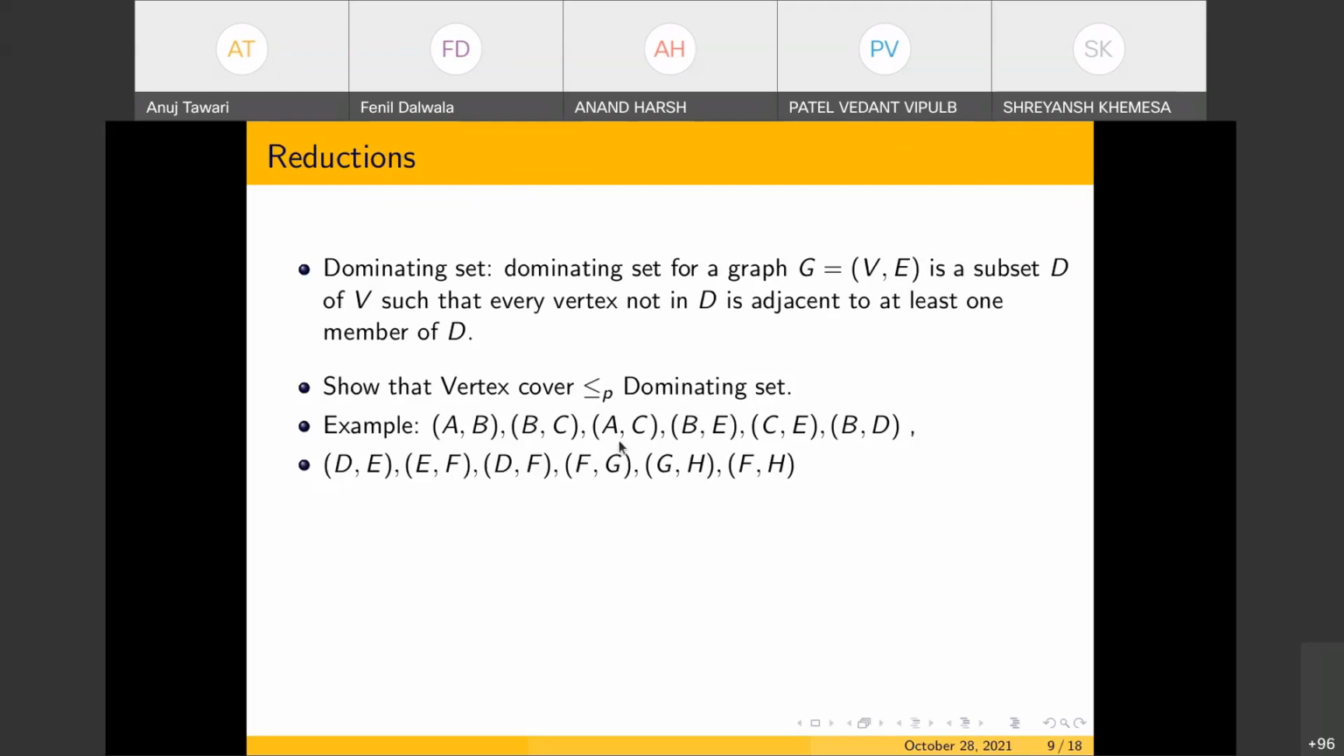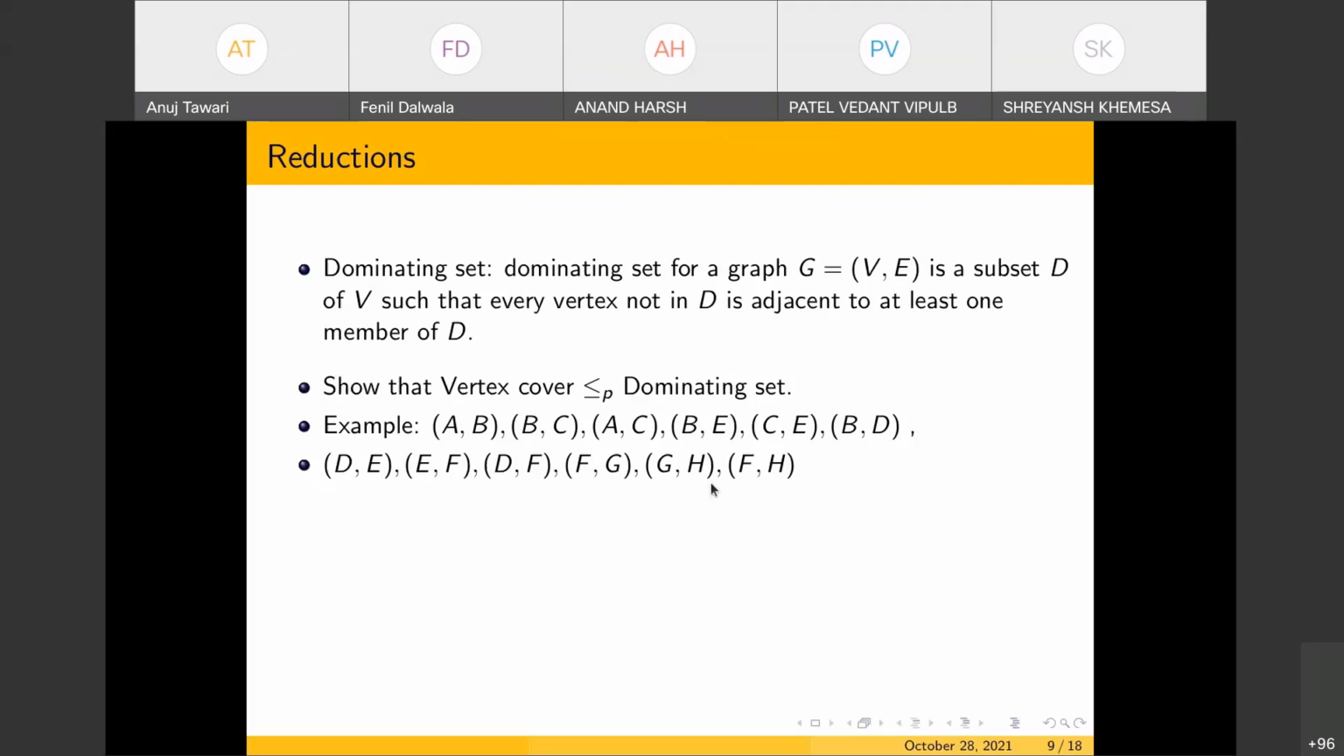So what is a vertex cover in this graph? A, B, then what do we pick? A, B, E, F, no, E, G. Okay, so anyways, that is not important.